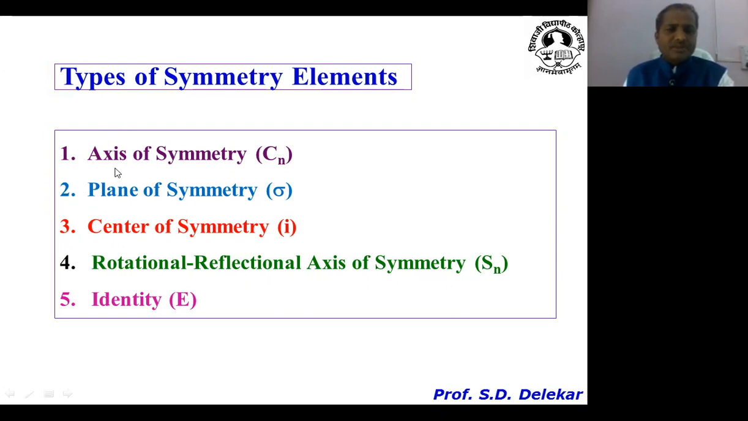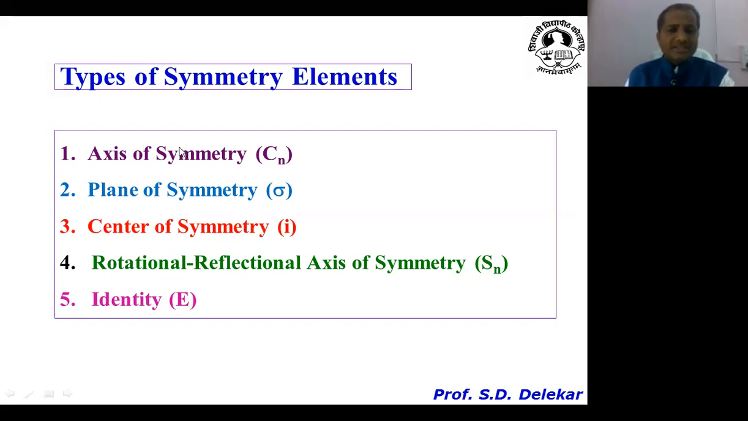First one is the axis of symmetry, also called a symmetry axis. Second one is the plane of symmetry or symmetry plane. Third is the center of symmetry. Fourth one is the rotational reflection axis of symmetry, and the fifth one is the identity. So we want to learn all these symmetry elements in detail.